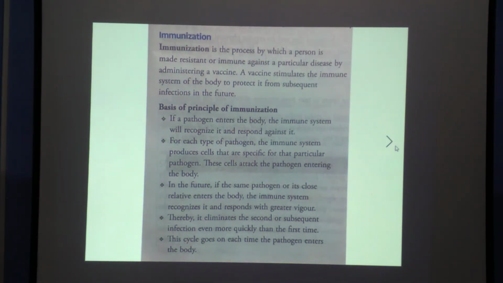And the next point to remember is, in the future, if the same pathogen or its close relative enters the body, the immune system recognizes it and responds with greater vigor and fights against that particular pathogen. Thereby it eliminates the second and subsequent infection even more quickly than the first time. So this cycle will go on each time the pathogen enters the body.